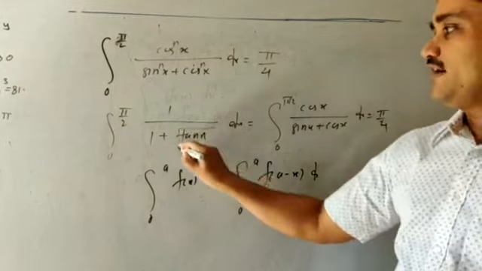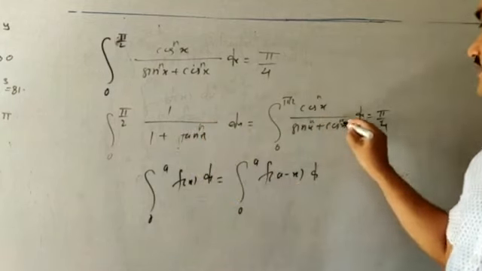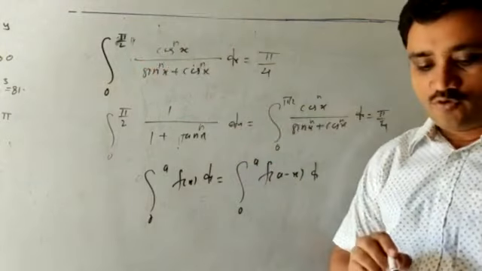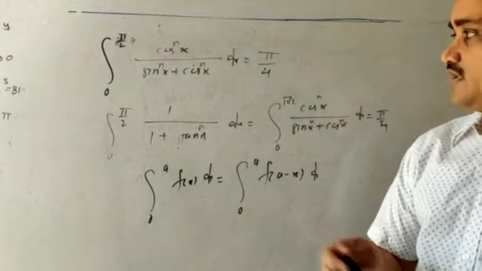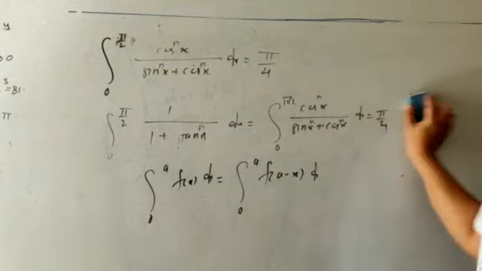So you write it this way, or you write it raised to n. Then in this case it will be like this, but the answer will remain the same. What is important here? This should be 0 to pi by 2. If this happens, then the answer is pi by 4.